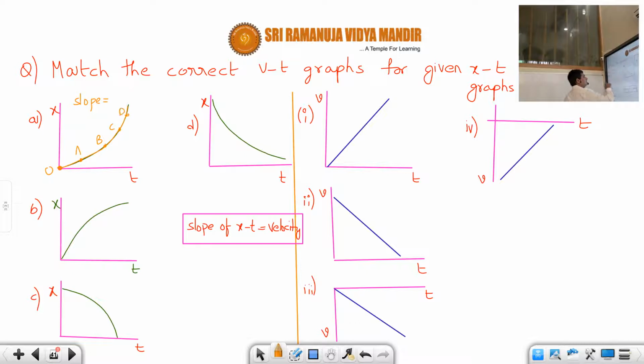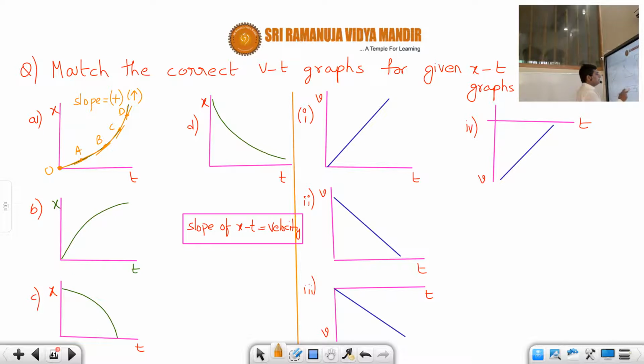From A, B, C and D, as you are going from point A to D or O to D, is the slope positive or negative? Positive. Why? Because it is making an acute angle. Correct or not, students? At every point it is making an acute angle. And also if you see the steepness, it is increasing. Correct or not? So that means the slope is positive and increasing.